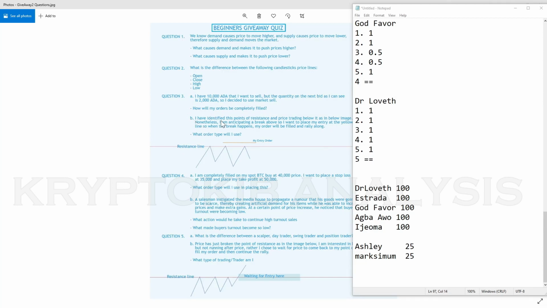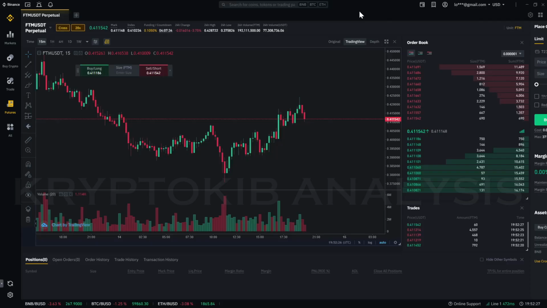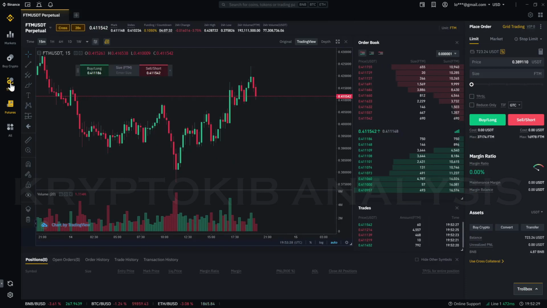Then the B, I have identified this point of resistance and the price is trading below it. So this is my resistance point, this red line, and I want to place my entry order at this yellow line. What type of order will I use? I think I can show this example. Yes. Let me just go back to the spot market.